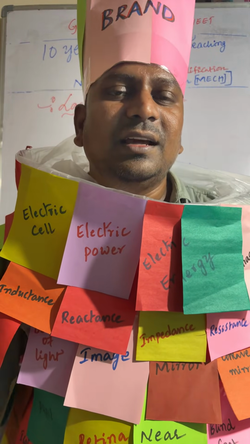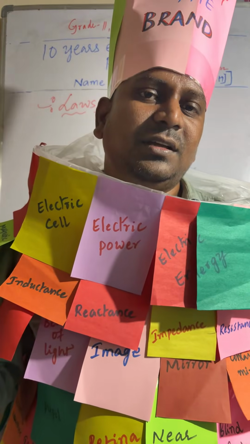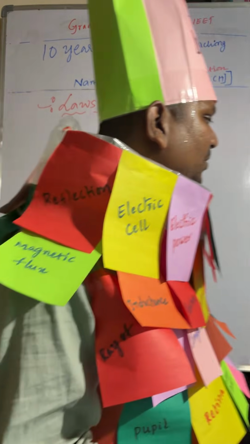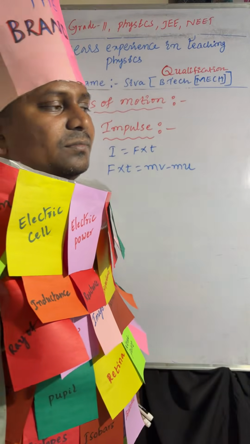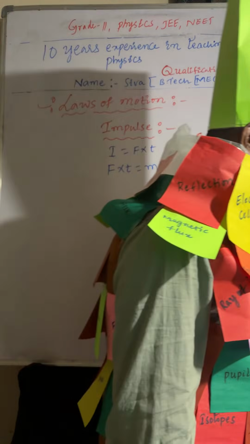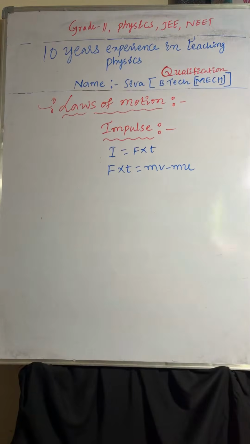I hope it is very clear. So impulse equal to F into T, that is nothing but change in momentum. F into T equal to change in momentum. Understood or not? Next we will discuss Newton's laws.